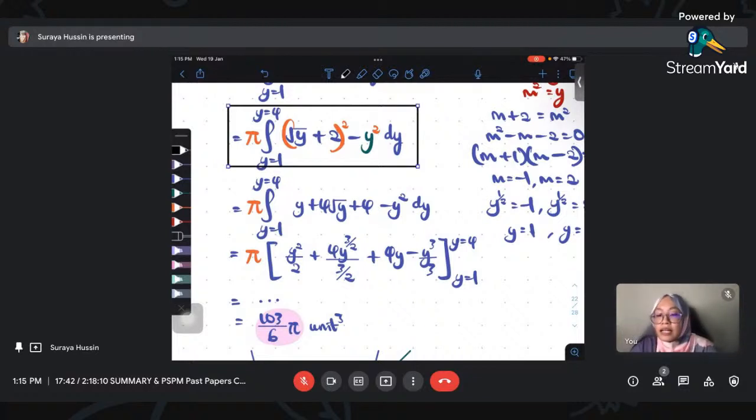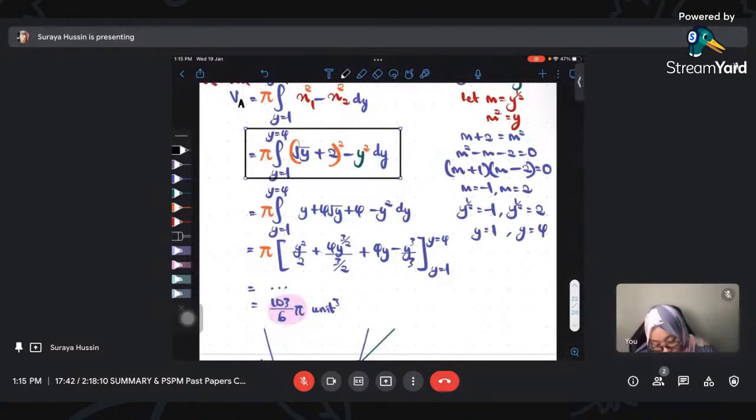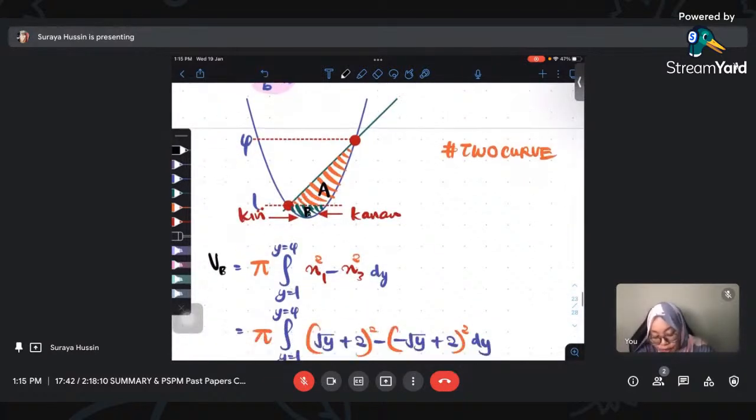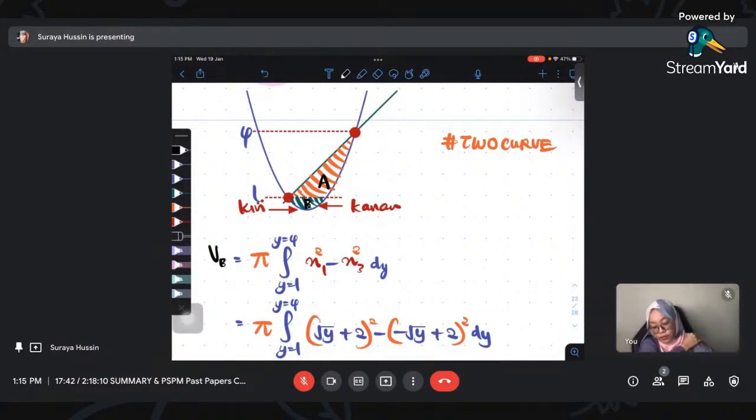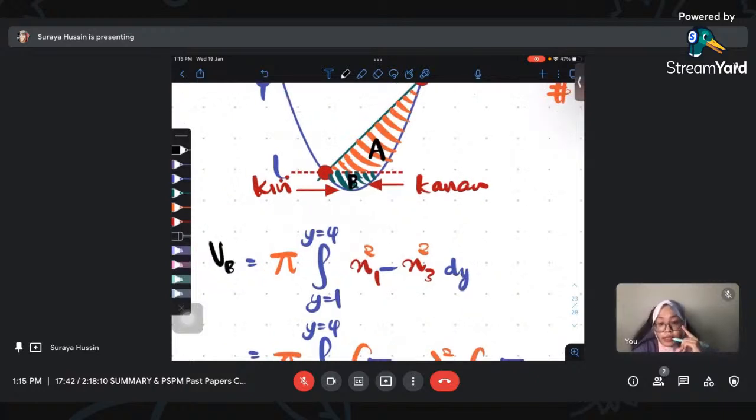Tak apa, tak payah salin dulu. Nanti kamu salin. Kamu dengar dulu, okay? So Miss, macam mana nak cari region kedua, iaitu region B. Okay, region B dekat sini. Okay, region B maksudnya volume B lah. So volume B, nampak tak separuh? Macam mana nak tunjuk? Saya tak tahu nak tunjuk macam mana.